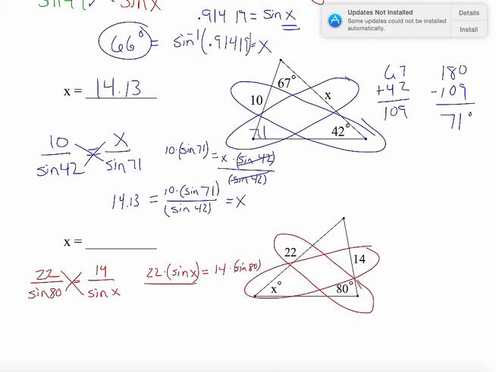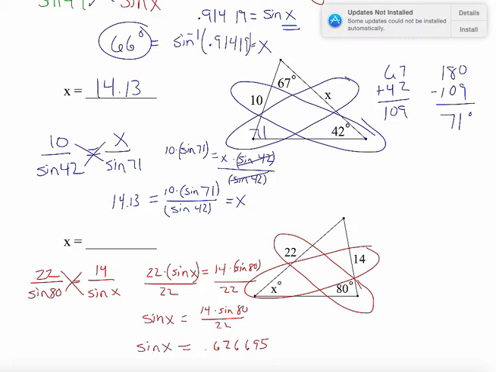In this case, I need to divide both sides by 22 to get that variable x by itself. So on the left-hand side of the equation, I'm left with the sine of x is equal to 14 times the sine of 80 divided by 22. Here again is where I like to type all that in. So 14 multiplied by the sine of 80 and then divided by 22, and I'm getting 0.626695 equals that sine of x.